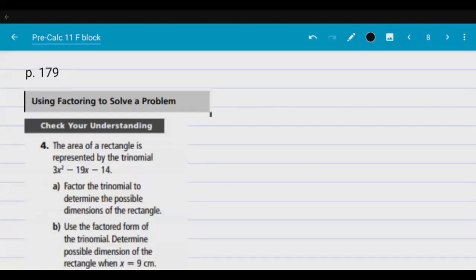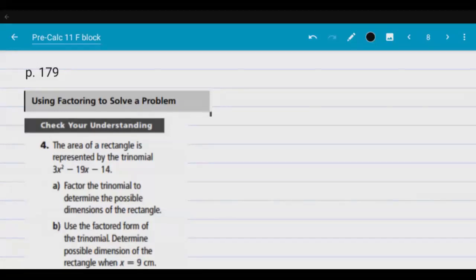All right, everyone. So I am doing check your understanding number 4 on page 179. So using factoring to solve a word problem. But the question is, the area of a rectangle is represented by the trinomial 3x squared minus 19x minus 14 right here. Okay. So factor the trinomial to determine possible dimensions of the rectangle.